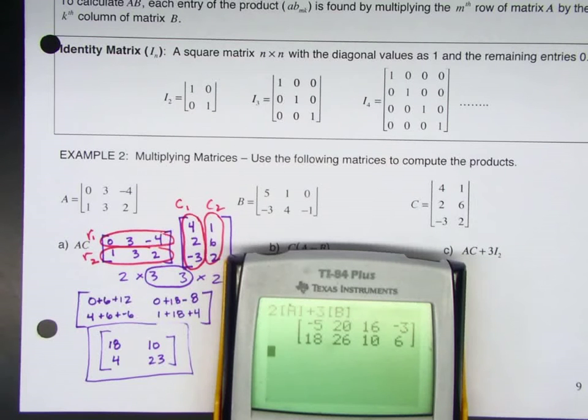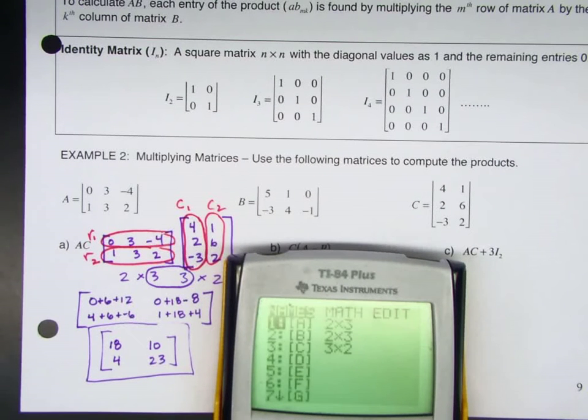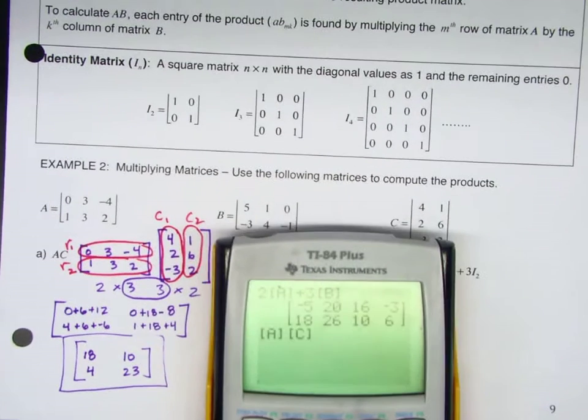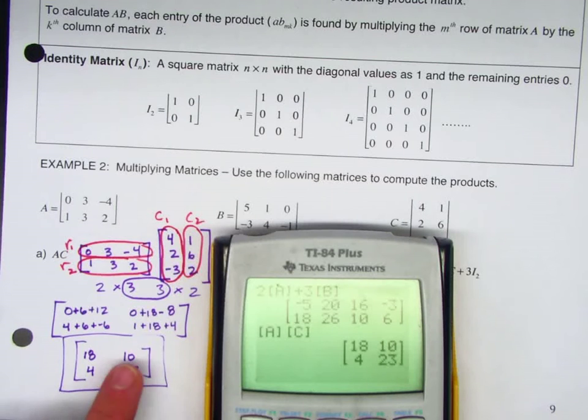Okay, now once you have that in, go ahead and type in A and then C. And again, you can press 3 for C versus actually arrowing down to C. So we type in AC, and here's our 1810 423. All right, so the calculator is really doing a lot of work for you.